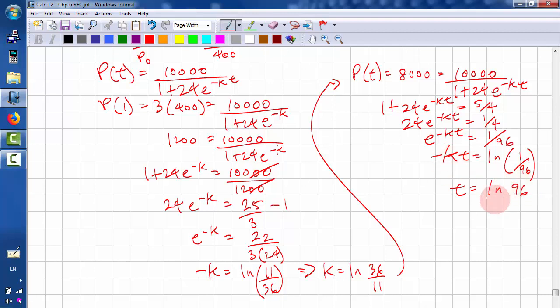Now we're dividing by k. I'm going to substitute this in, ln 36 over 11. And now we can plug it into the calculator. We have no rounding errors. We keep all our values until we actually need to calculate it. And if you plug this in on your calculator, we get 4.3 years.